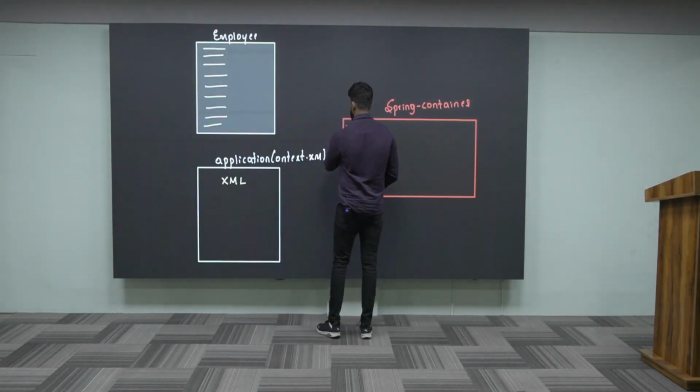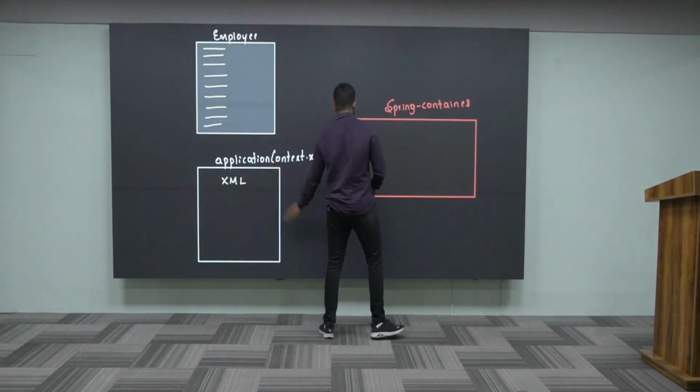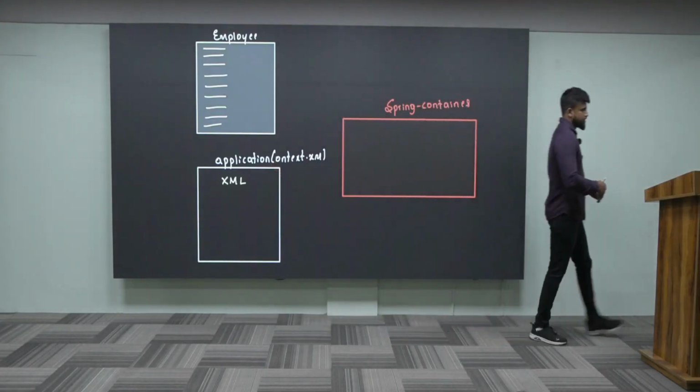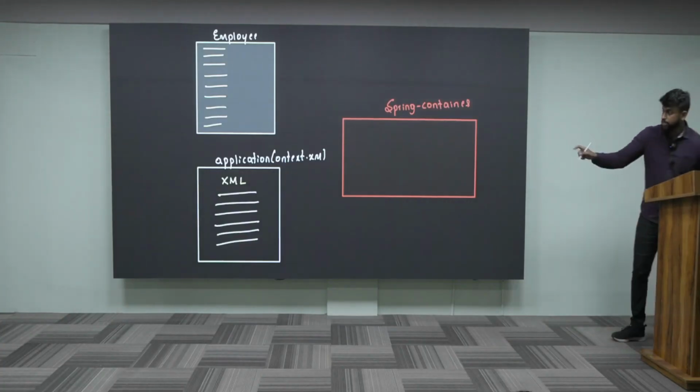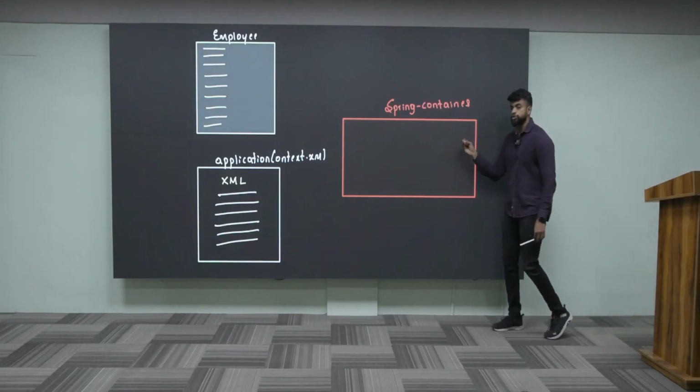Now you have the Spring container. And now what I will do is code this XML file in such a way that I give information to the Spring container about what it should do.